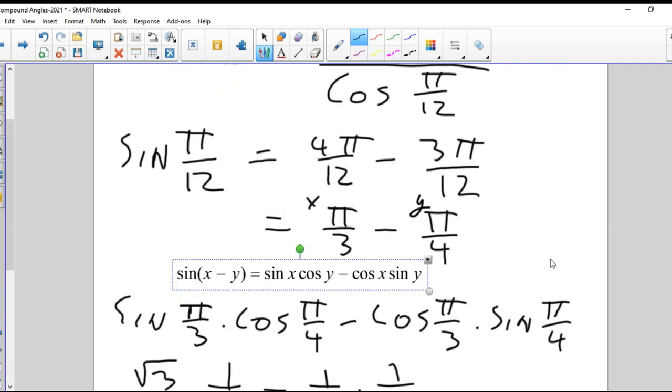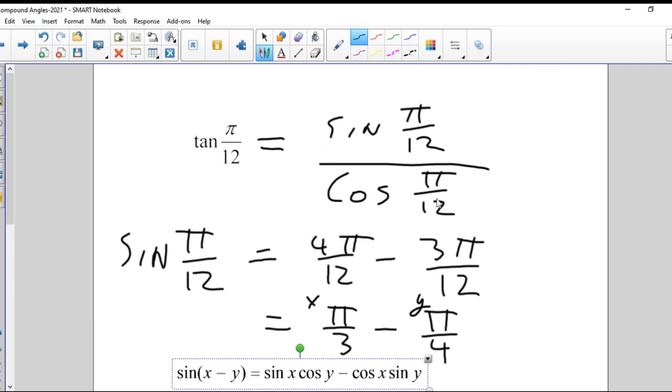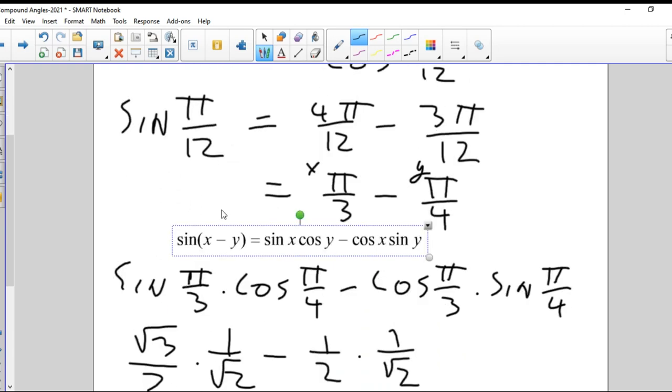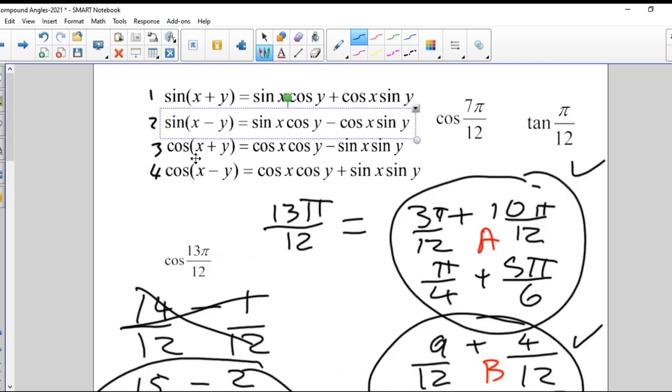Okay, that's good. But what we said was we also have to find the cosine of pi over 12. And we can use the same difference, except this time we're not going to use this formula. We're going to use the one for cosine. So let me go ahead and copy that, this one right here. We're going to go through the same process. So copy that into the same page.